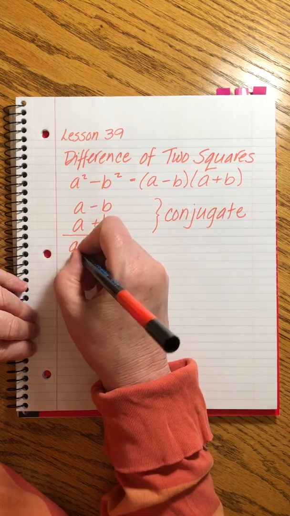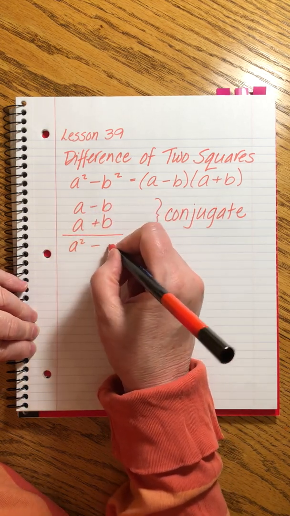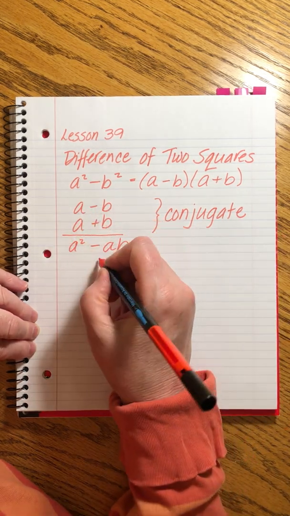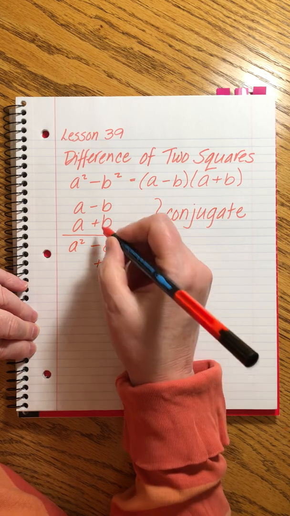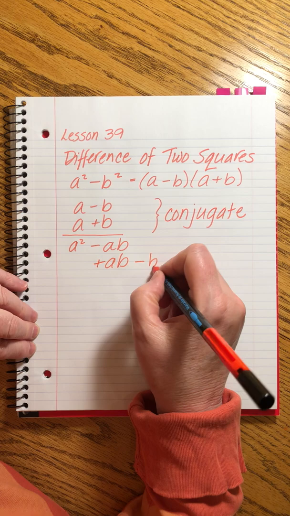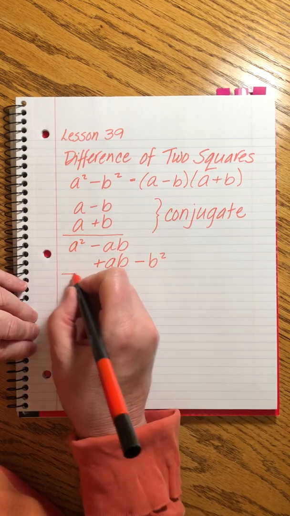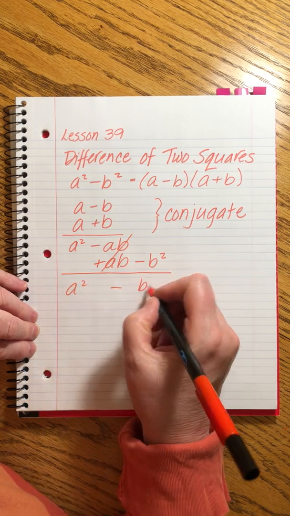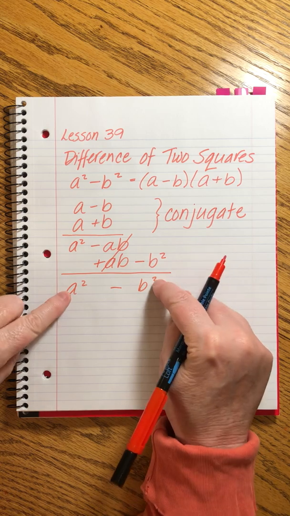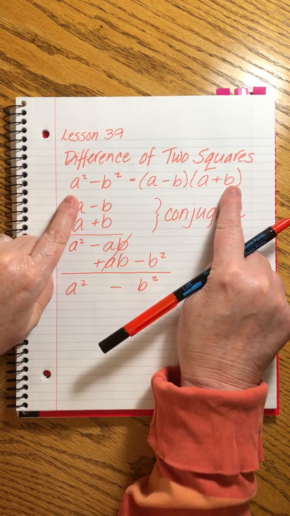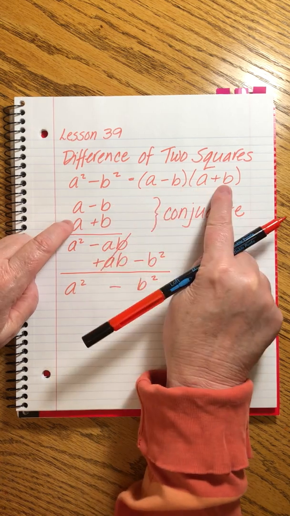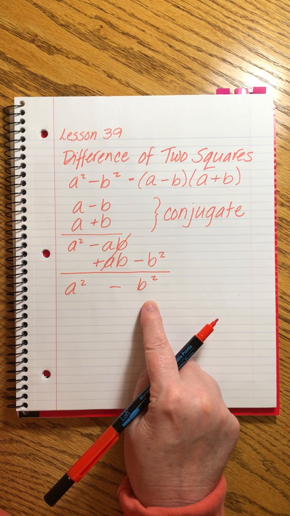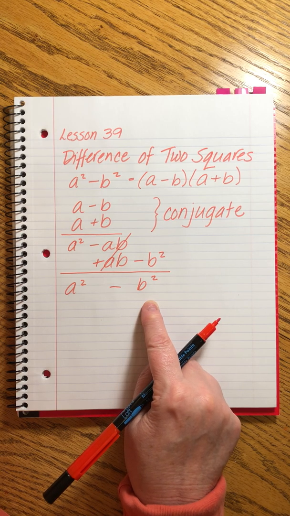A times A is A squared. A times minus B is minus AB. Her turn. B times A is plus AB. And then this is minus B squared, right? There's the minus. Look what happens when we add. That cancels, and we get A squared minus B squared. This is how I can prove to you that this is correct. It will always be this way. I multiplied the same two quantities, and I got this in the end, all right? So that's how I can prove to you that the difference of two squares works.